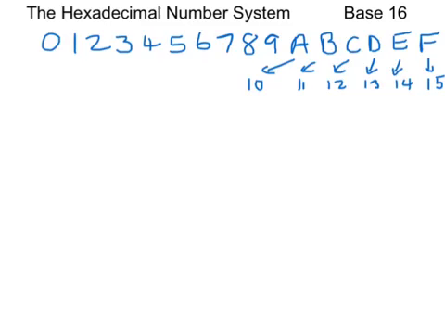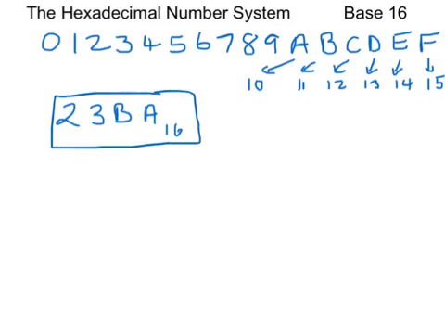A typical number in base 16 might look like 23BA, and what we do is we write a little 16 down here, just as we did before, to indicate that this number, 23BA, is a hexadecimal number or base 16. Now, let's try the following addition.